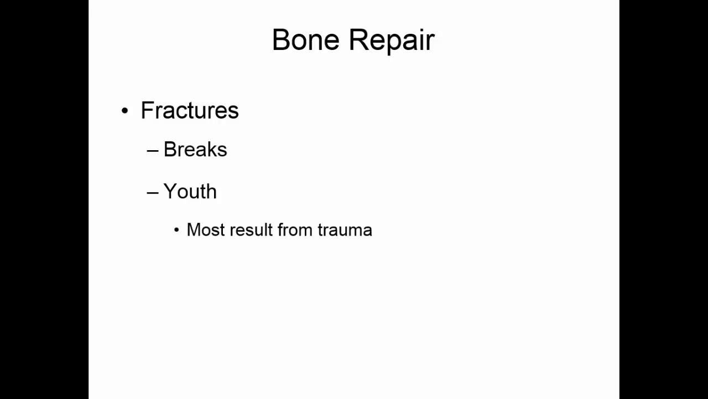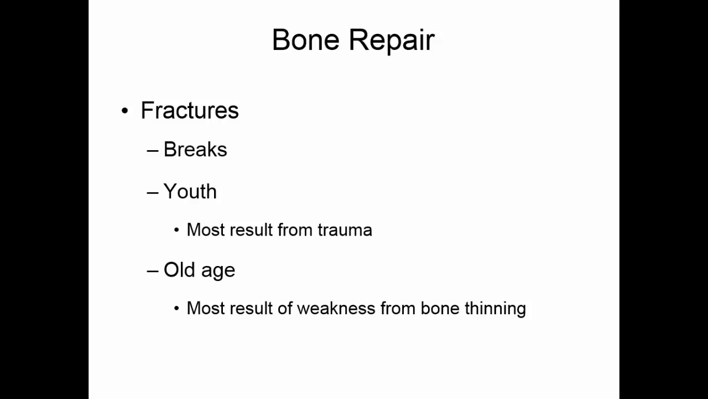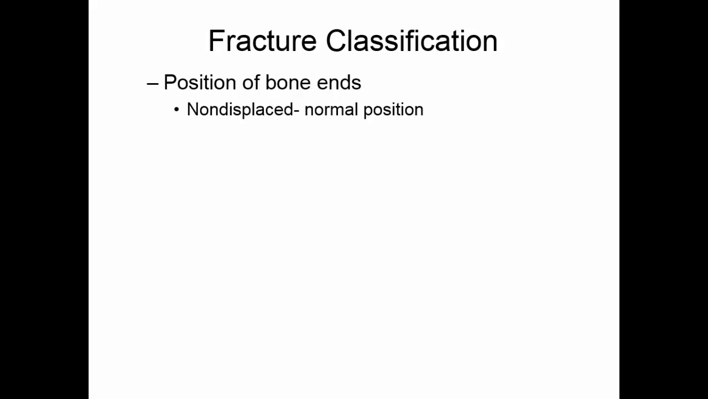Bones are capable of repair. Fractures are breaks in the bone. In youth, most of these result from trauma, but in old age, most of the breaks result from weakness of the bone due to thinning of the bone. We can classify fractures several ways. One is by the position of the bone ends. In a non-displaced fracture, the bones are in their normal position.